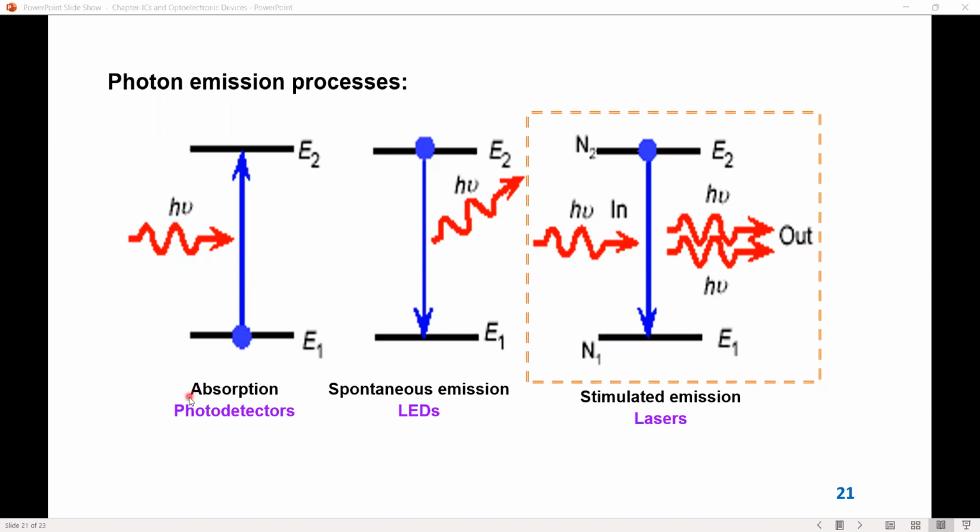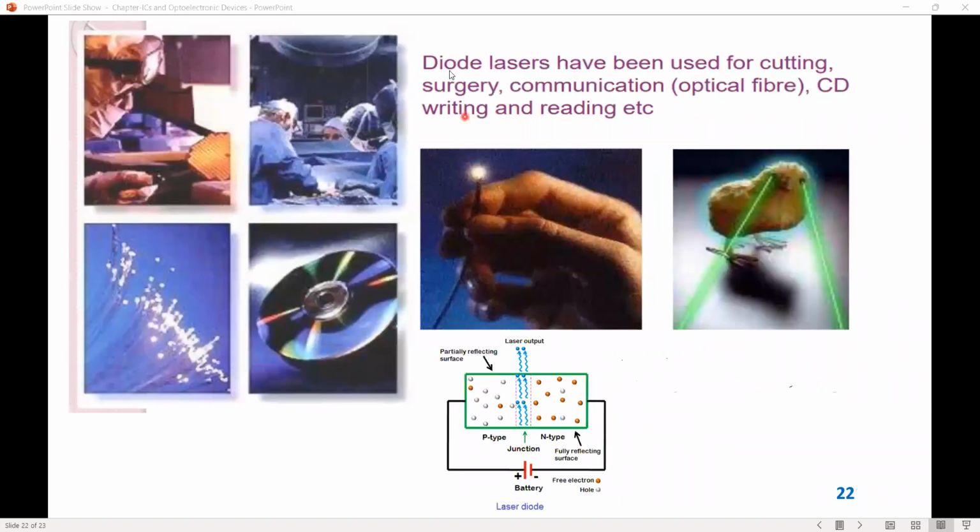So three operations: absorption, spontaneous, and stimulated emission. And you already studied these things in physics. So diode lasers have been used for cutting, surgery, communication, optical fiber, CD writing and reading, etc. It is used for all these purposes.